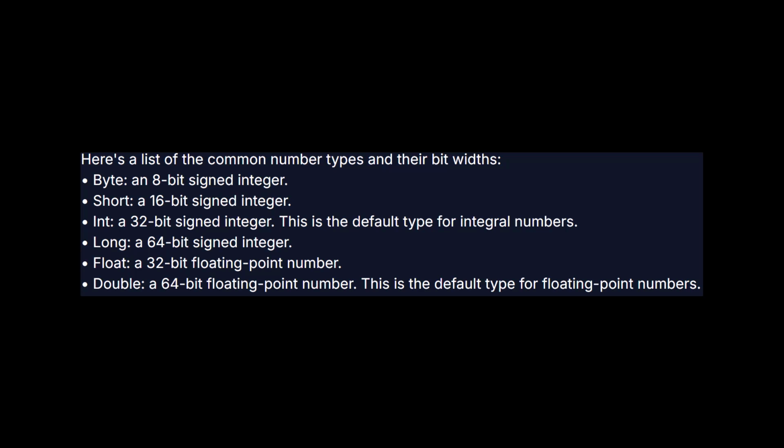Long, a 64-bit signed integer. Float, a 32-bit floating point number. Double, a 64-bit floating point number. This is the default type for floating point numbers.